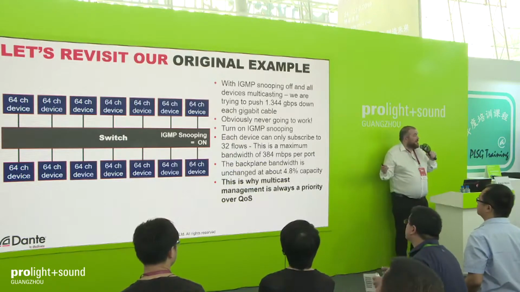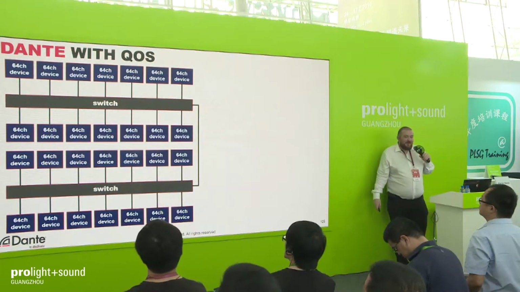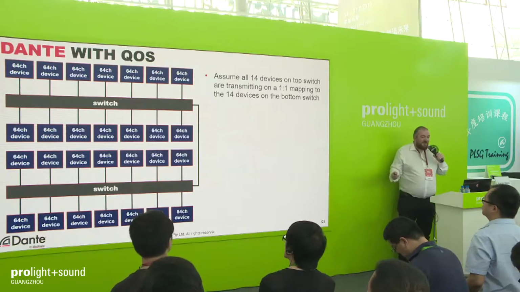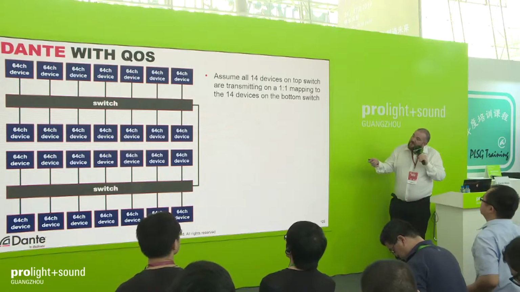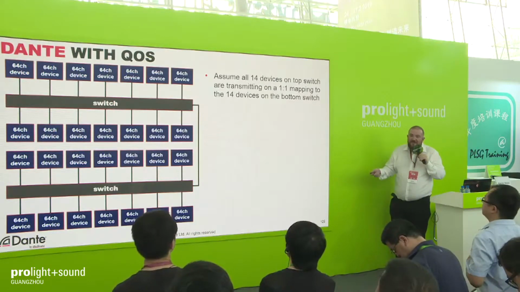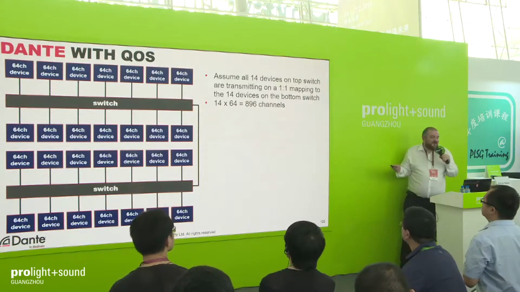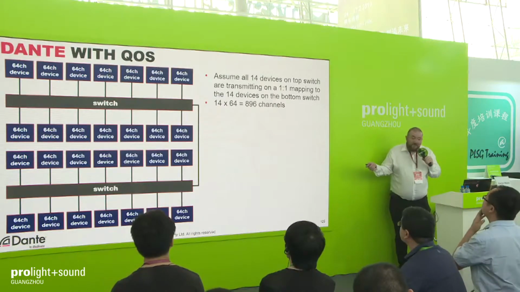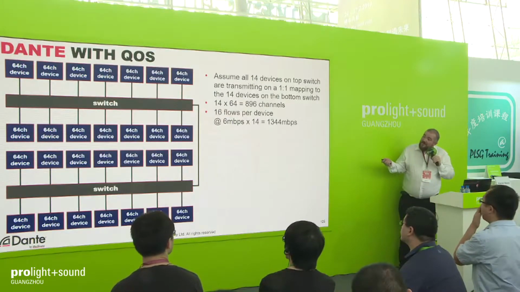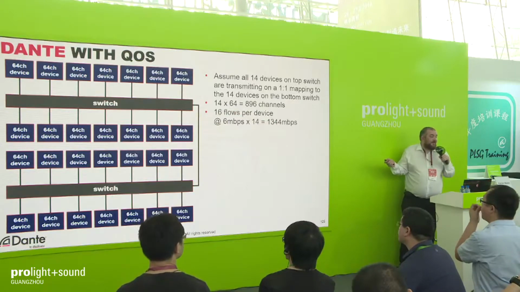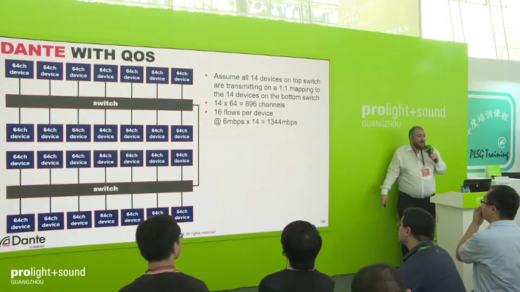Right, so let's look at a totally ridiculous scenario. Let's double the size of the network. We've now got 28 devices here. We've got 14 devices at the top, and we're sending on a one-to-one mapping from these devices down to these devices. Even if we do this unicast, we're trying to send 896 channels of audio down this one cable. 16 flows per device. We're using 1.344 gigabits per second. If this is a 1 gigabit per second cable, we have just run out of bandwidth.